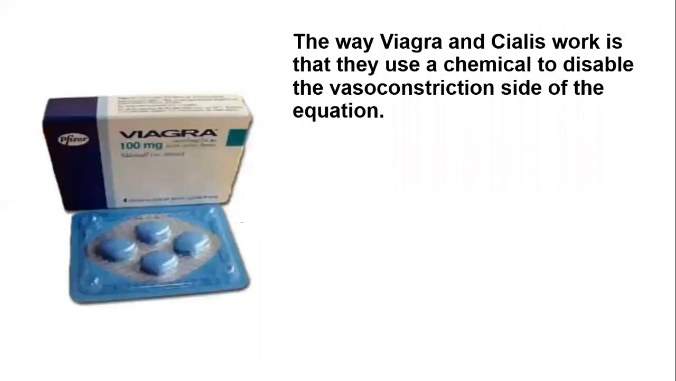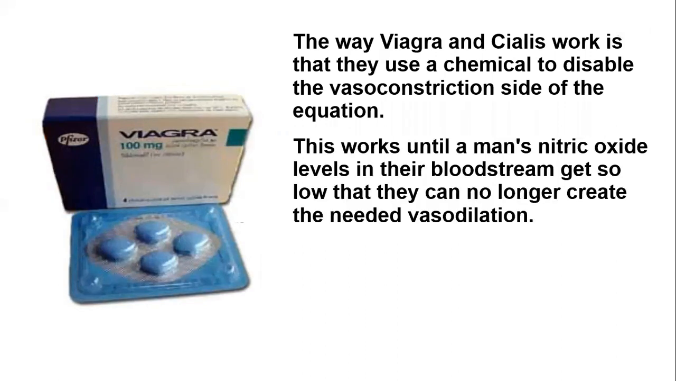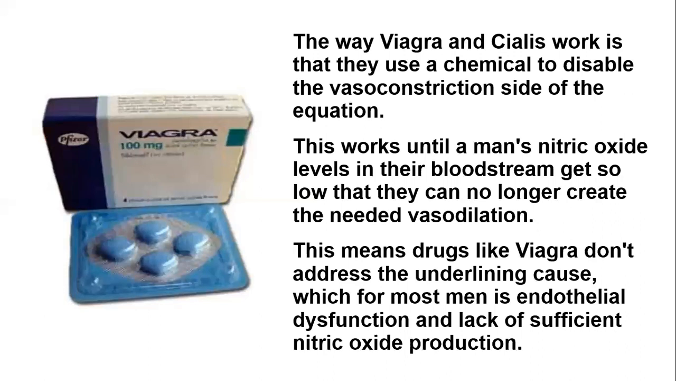The way that Viagra and Cialis work is that they use a chemical to disable the vasoconstriction side of the equation. This works until a man's nitric oxide levels in their bloodstream get so low that they can no longer create the needed vasodilation. This means drugs like Viagra do not address the underlying cause, which for most men is endothelial dysfunction and lack of sufficient nitric oxide production.